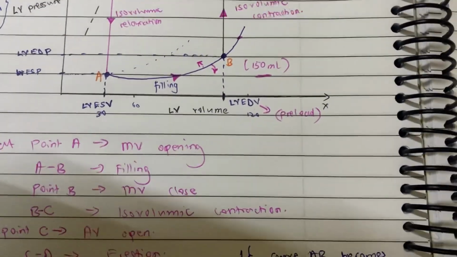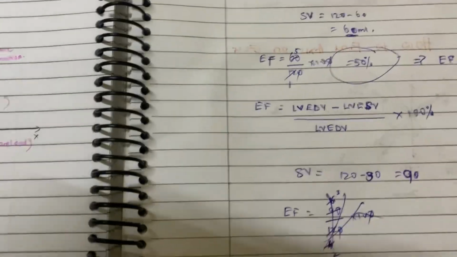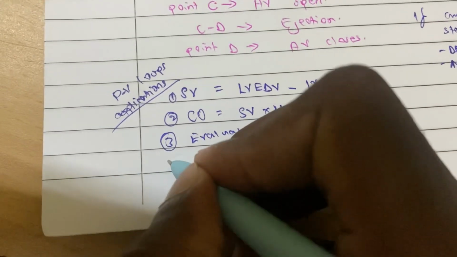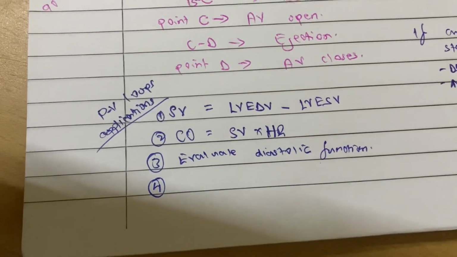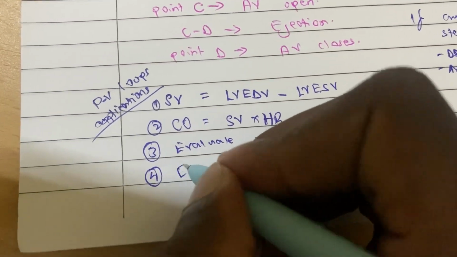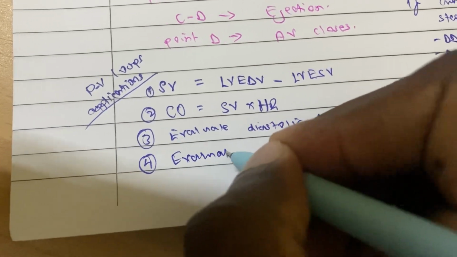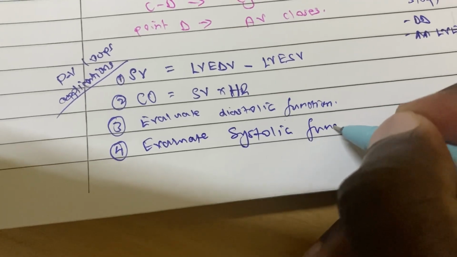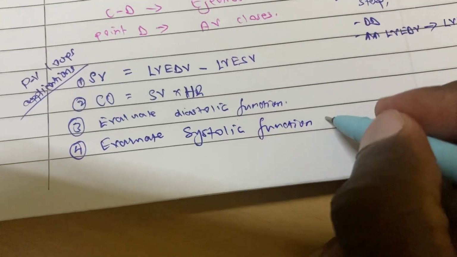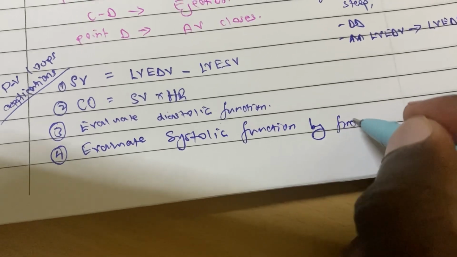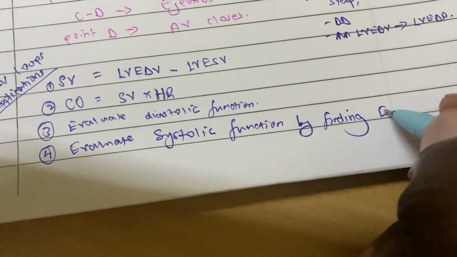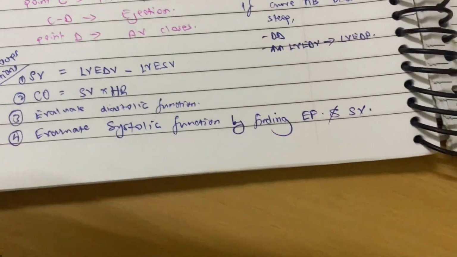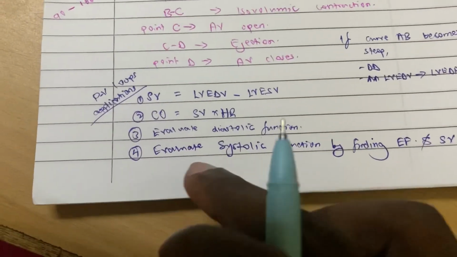So if we can find EF from these pressure volume relationships or loops, it can evaluate systolic function. By how? By finding EF and the stroke volume. Understand? So this is a clinical application.